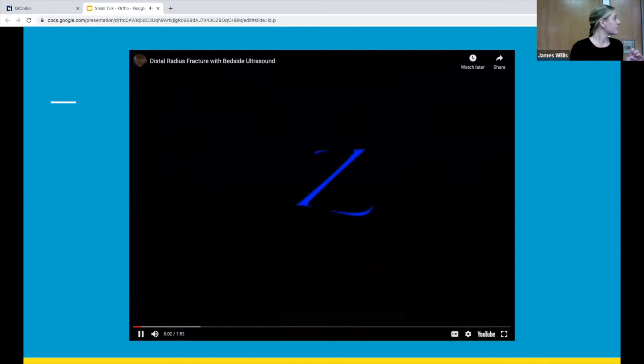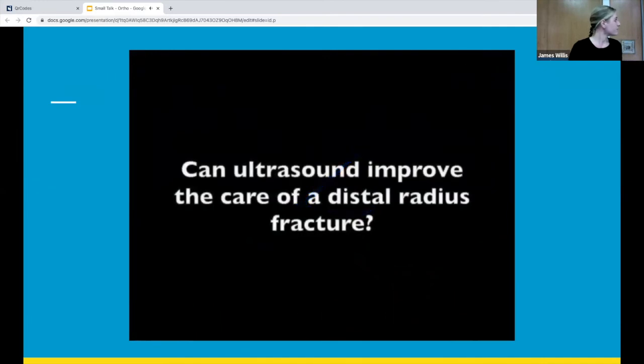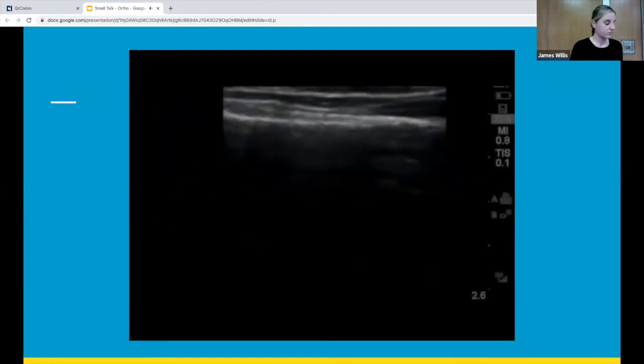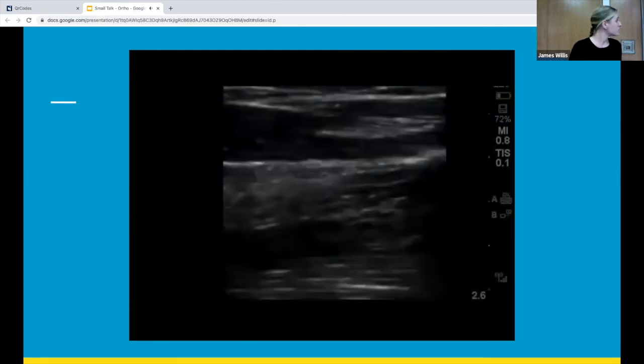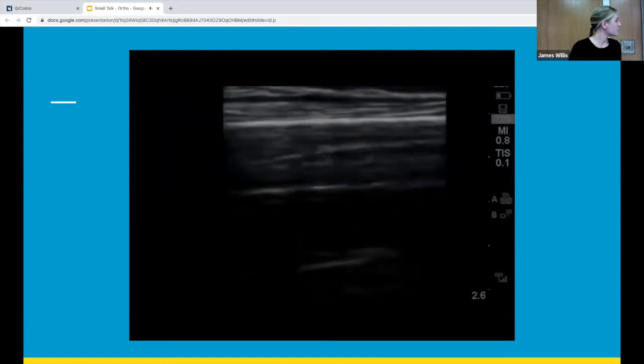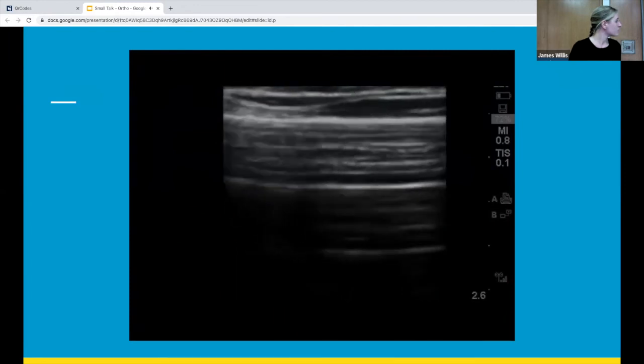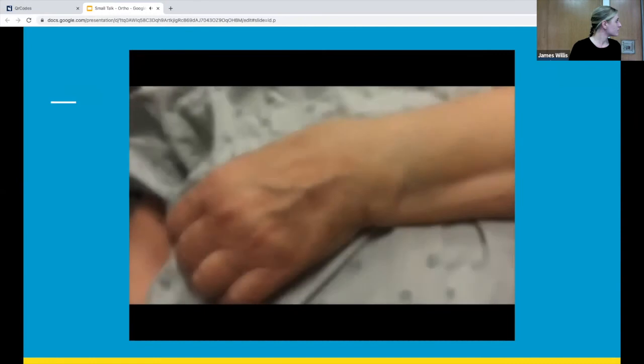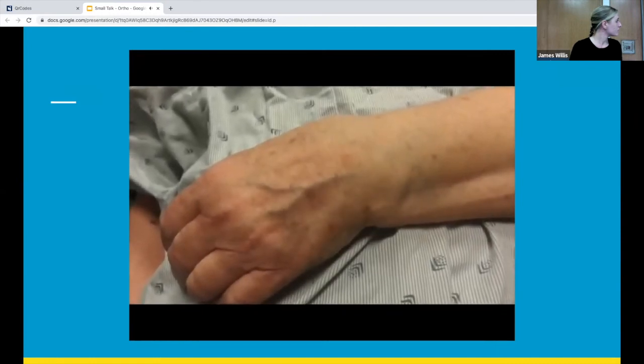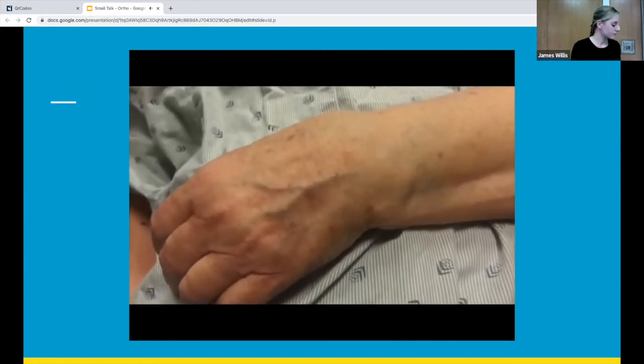This is another bit of ultrasound with Z. This time, can ultrasound improve the care of a distal radius fracture? Ultrasound can be useful in the diagnosis and management of fractures. You can quite easily find the fracture, guide the hematoma block, and confirm the reduction. Here we will focus on a very common fracture, the distal radius fracture.